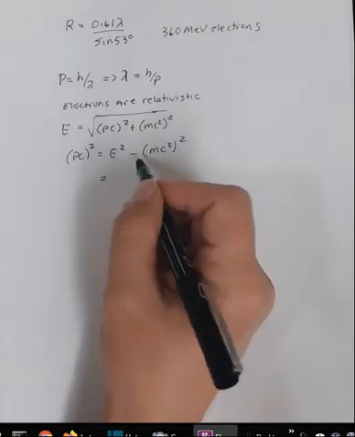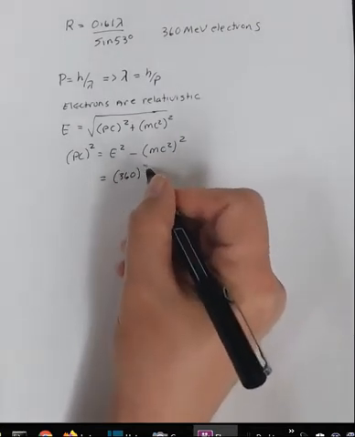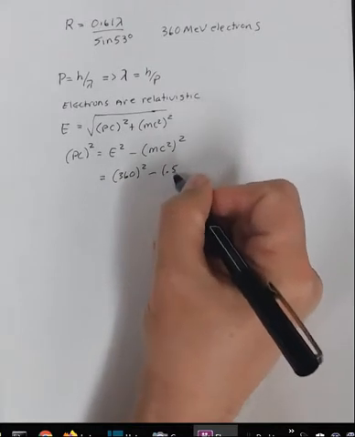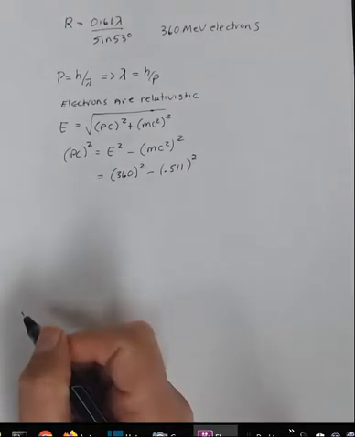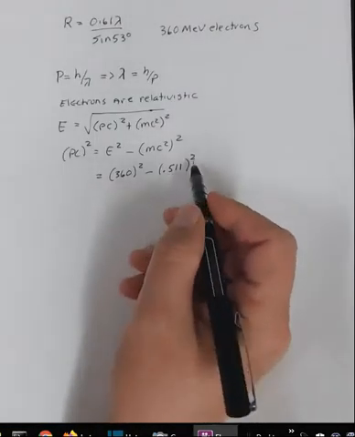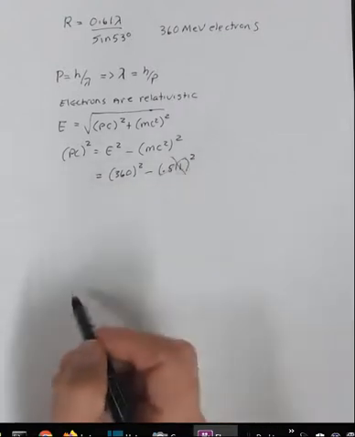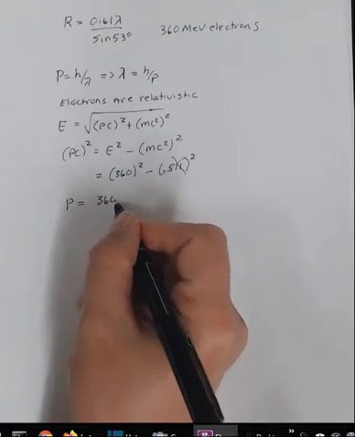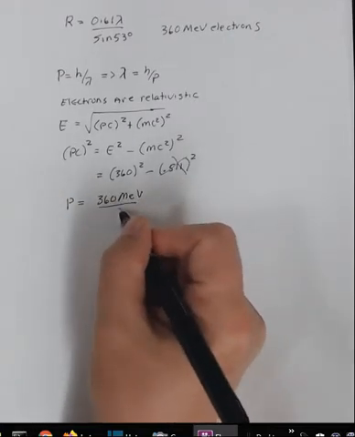That's in MeV. This is 360 squared. The rest mass of the electron is 0.511 MeV, squared. So then that's really just approximately 360, and 0.511 squared, if you square this and square that, this one's not really going to matter. So p is about 360 MeV over c.